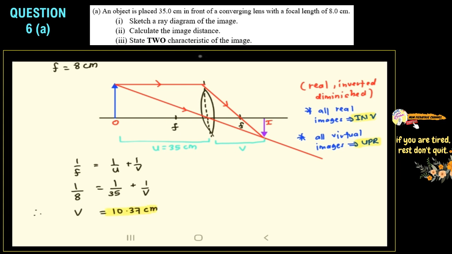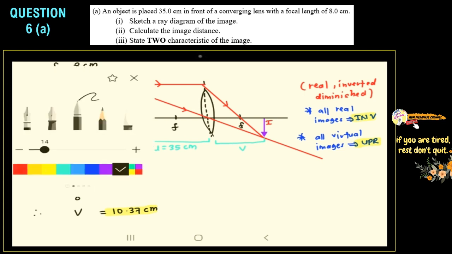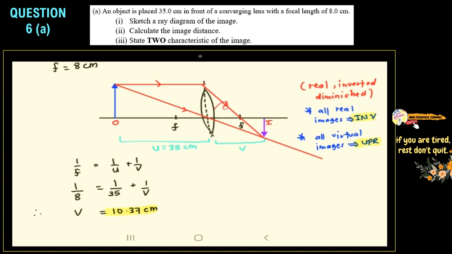Okay, so the value of v is positive, which means the characteristic of the image must be real, because v is positive. So look here, v is a positive value, so it is real. Real means it is behind the lens.